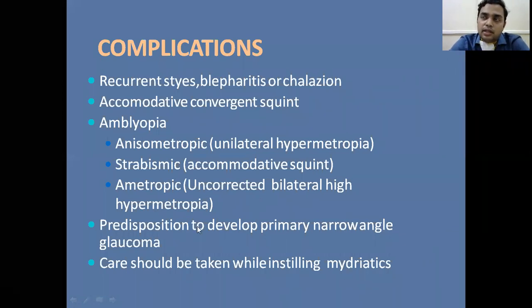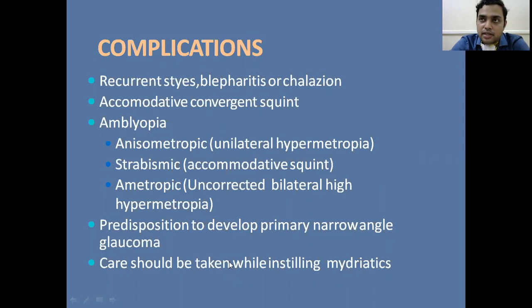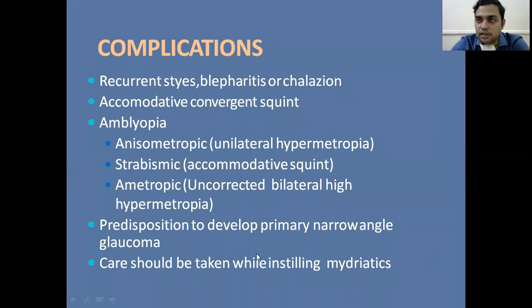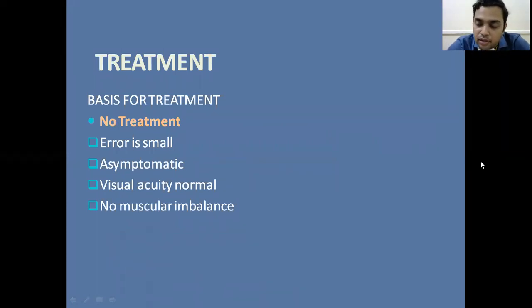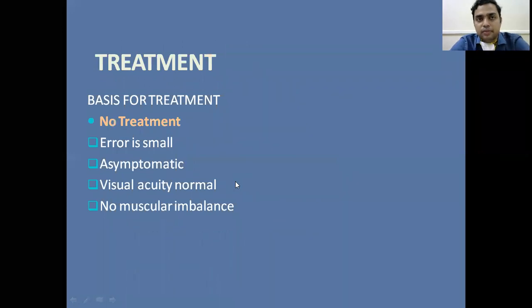And because there is a high chance of narrow angle glaucoma, while instilling mydriatics or cycloplegics, care should be taken to prevent a sudden spike in intraocular pressure. So these are the complications of hypermetropia. Coming to the treatment, what are the basis for the treatment? If the patient's refractive error is very small, usually we don't treat the hypermetropes. If the patient's power is around plus 0.25, plus 0.5, then usually we don't treat the patient with any glasses or contact lenses.